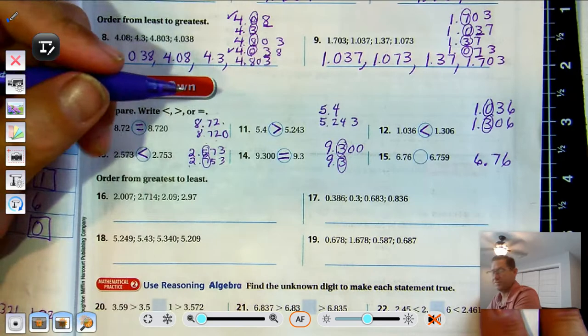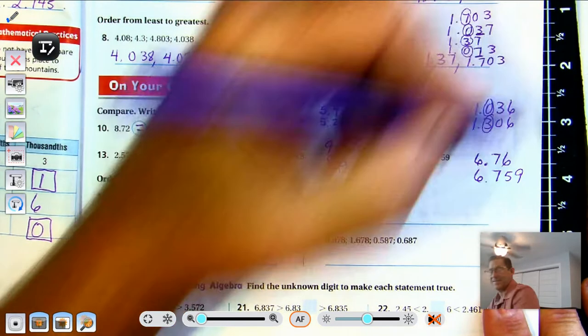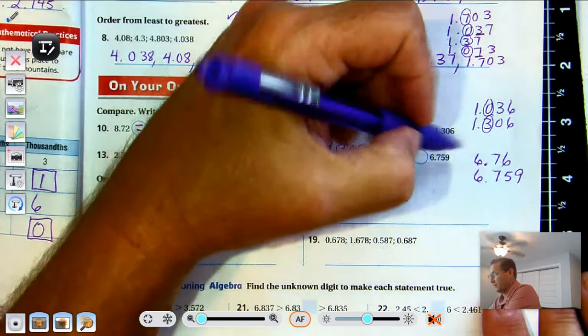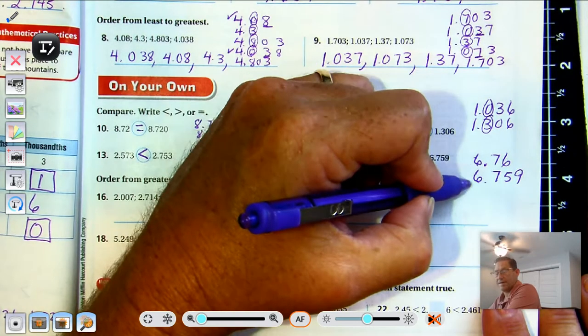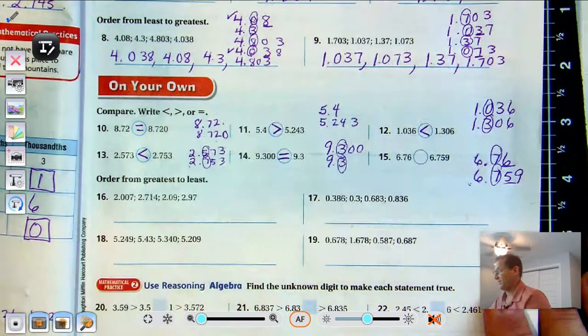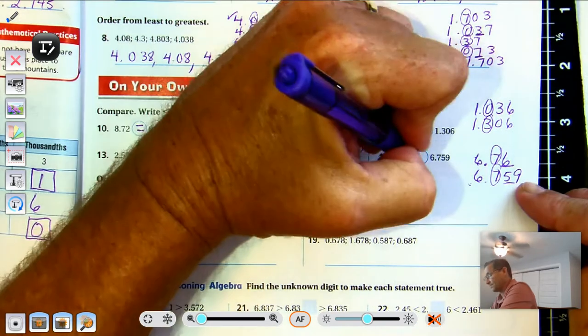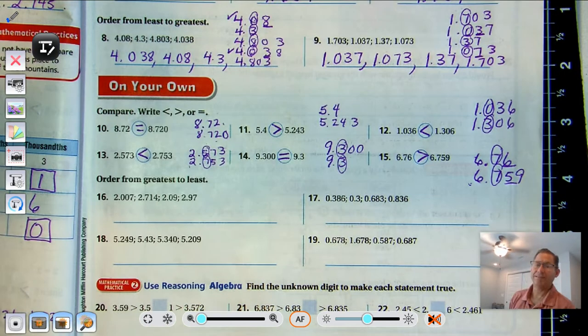6 and 76 hundredths compared to 6 and 759 thousandths. Comparing the place value, the ones are the same. The tenths are the same. The hundredths are different. 6 hundredths is greater than 5 hundredths. So 6 and 76 hundredths is greater than 6 and 759 thousandths.